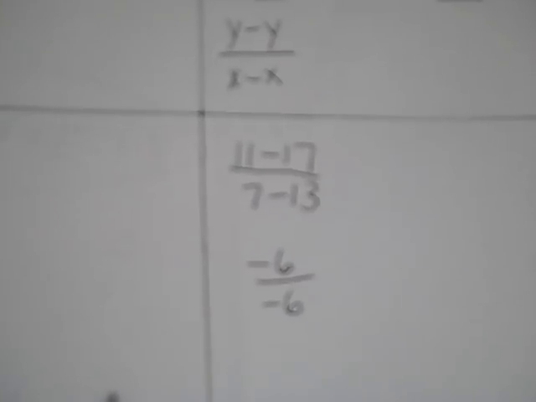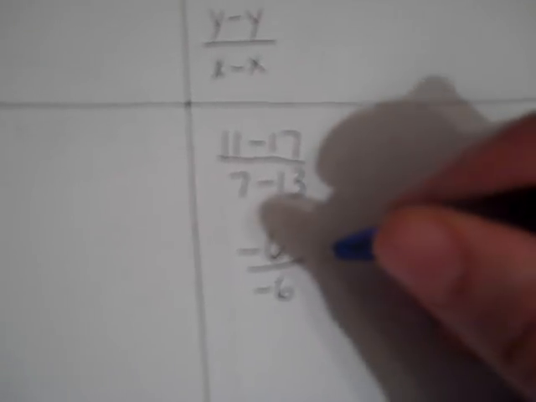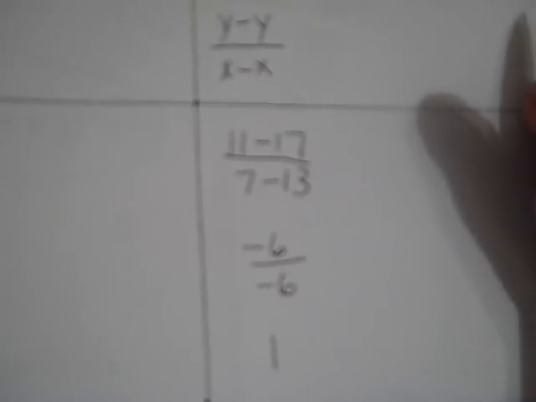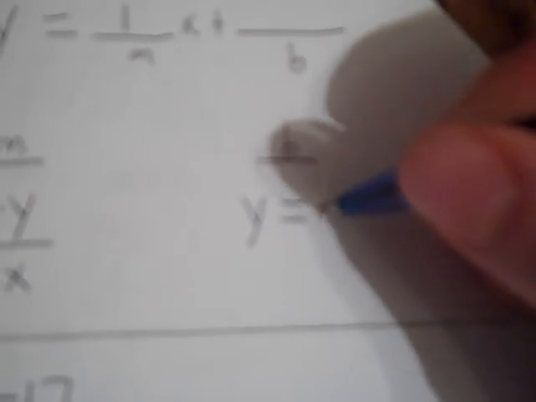So 11 minus 17, well, what is that? That's negative 6. 7 minus 13 is negative 6. And then we find the quotient by dividing. Negative 6 by negative 6 equals 1. Okay? Not hard, so I put 1 as my slope. All right, finding the b is the same thing. So y equals mx, m dot x, plus b.